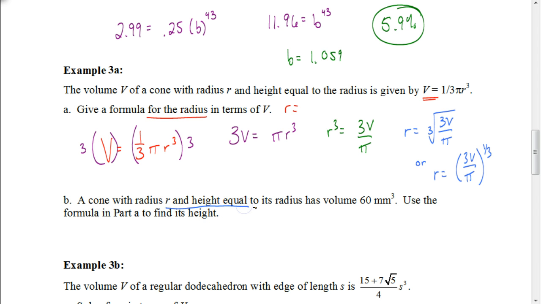The radius and height are equal to each other. So we could put h in here if you wanted to, or r, doesn't matter. But either way, you're going to take 3 times your volume, which in this case is 60. Divide that by pi. And then I'm going to use the first one. I'm going to take the cube root. And when you do that on your calculator, you end up getting 3.86 millimeters as your answer.